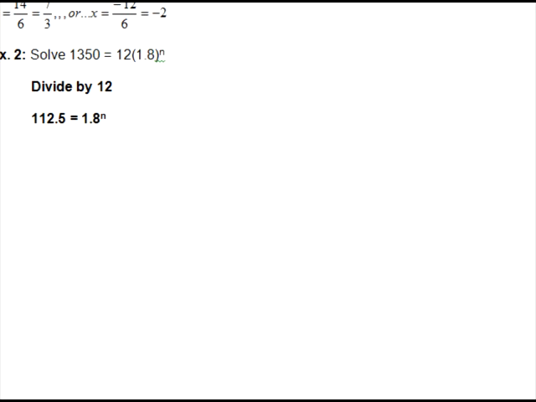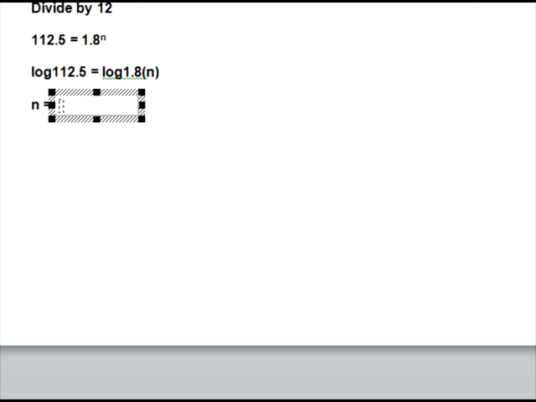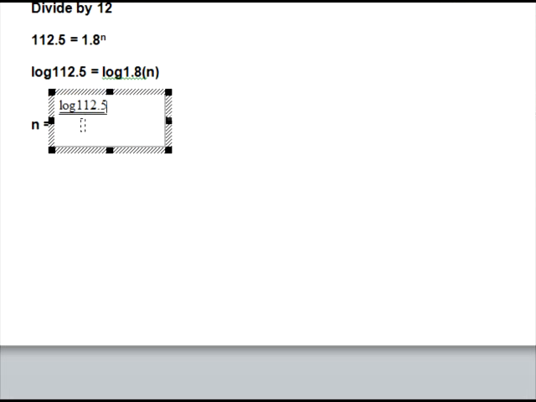Okay, and continue. Okay, so as soon as you see an n in the exponent, Matt, we're going to do what? Hope you said hit log, so log 112.5. I keep forgetting if we did log or ln. I think we did log, so I'm going to write log. Alright, Will, I want to get n by itself. So how do you do that? Okay, hopefully what you said is log 112.5 divided by log 1.8.